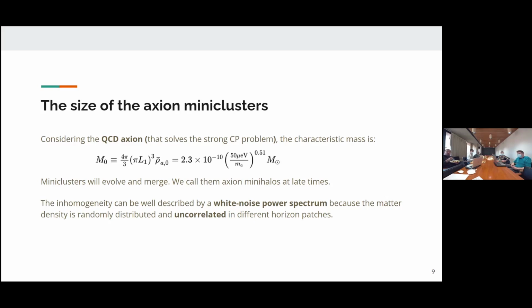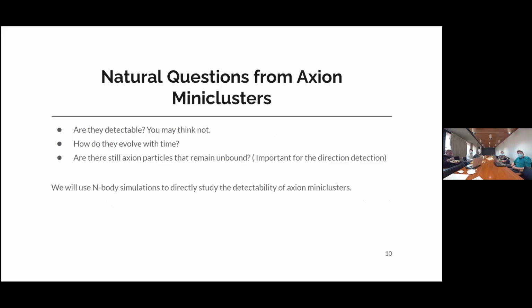Okay, so that's the axion mini clusters. We can naturally have a few questions for the axion mini clusters. Are they detectable? You may think not, because I gave you the characteristic mass, which is as small as 10⁻¹⁰. So it's really the smallest objects you might imagine in our universe. And how do they evolve with time? This should be addressed using N-body simulations. And also, third question, are there still axion particles that remain unbound? This would be important for direct detection. So I will use N-body simulations to directly study the detectability and the evolution of those axion substructures.